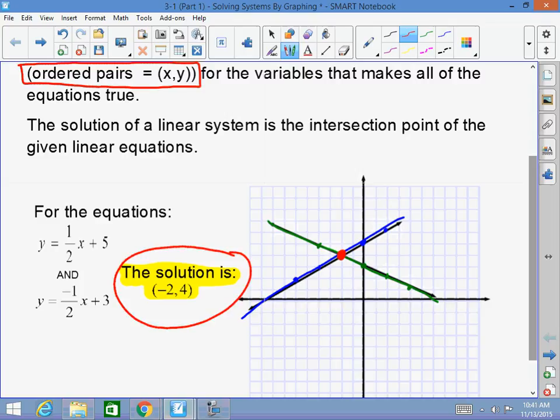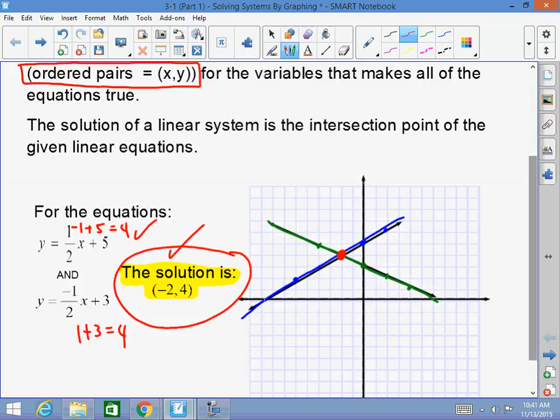The beauty of these kind of systems is that you can check the answer, guys. Everyone is human. I make mistakes all the time, every day. I try to not repeat them, but it happens. So check it. If x is negative 2, let's plug it in. 1/2 times negative 2 is negative 1. Plus 5, that equals 4. It works. Plug it into the second equation now. If x is negative 2, negative 1/2 times negative 2 is 1. 1 plus 3 is 4. It works. This solution works for both equations. That's the solution of the system.